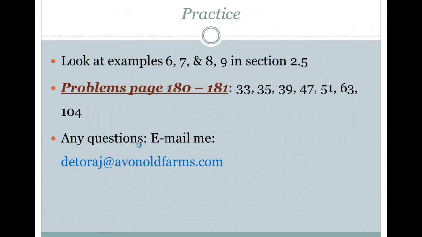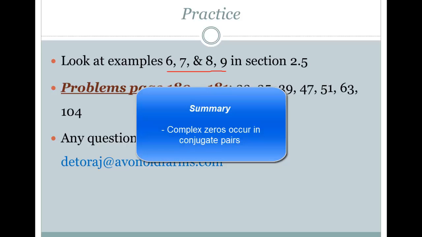Here's some practice. You already read the section, but I want you to look at these examples and do these problems. All right? So the only new thing that we learned in this particular video is that complex zeros come in conjugate pairs. So if 1 plus i is a 0, then 1 minus i is also a 0. Okay, so make note of that. So if I'm giving you one and it's a complex 0, its conjugate pair is also a 0.